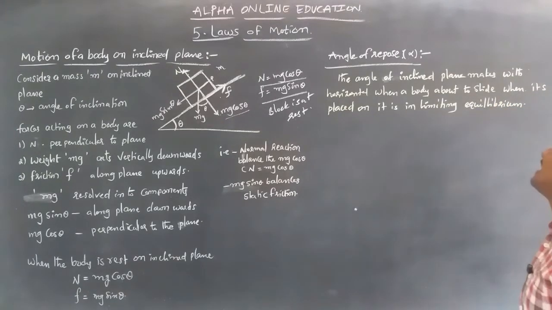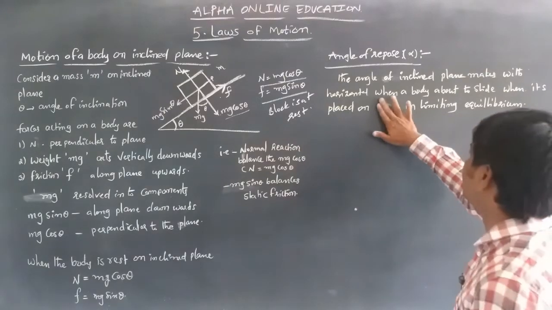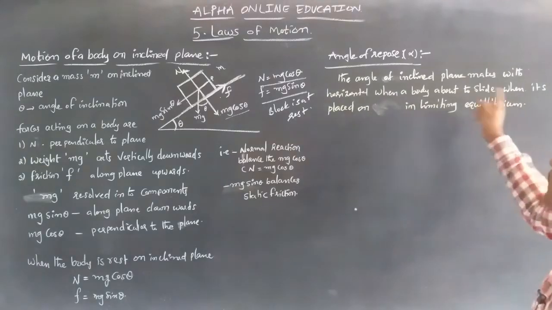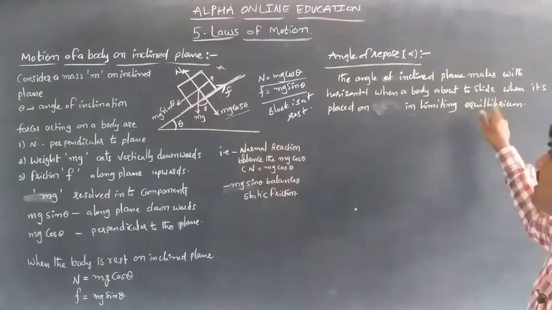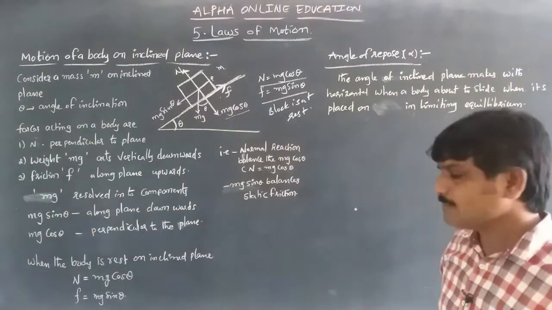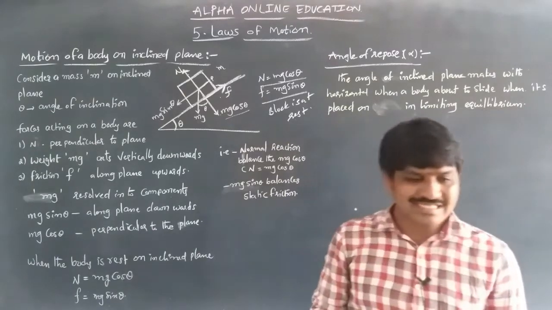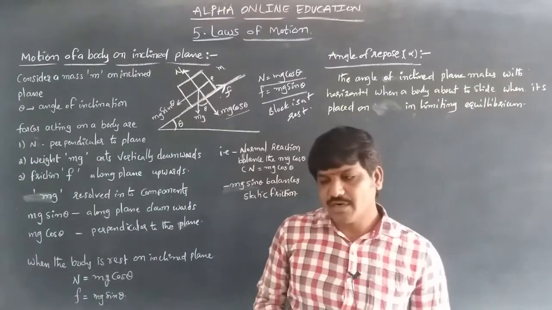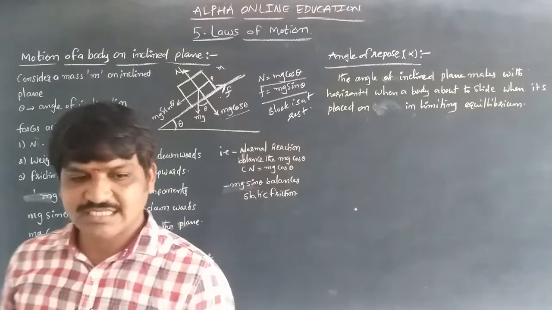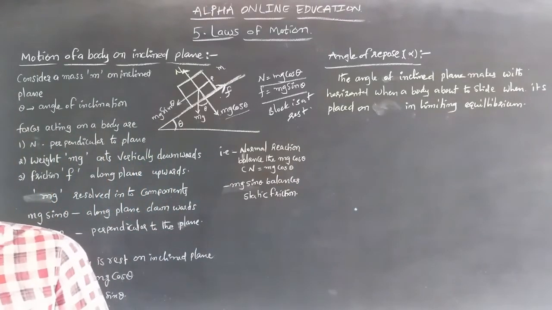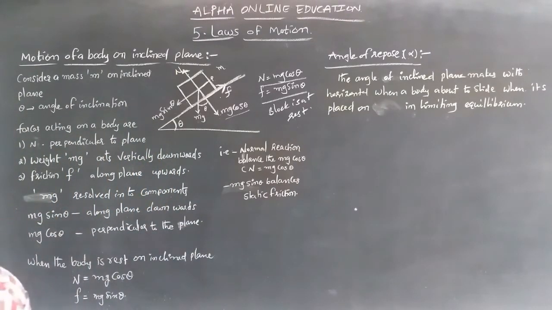The angle of inclined plane makes with the horizontal when the body is about to slide, when it is placed in limiting equilibrium. Limiting equilibrium means we consider the body about to slide down from the inclined plane, when it will be at rest at some angle.